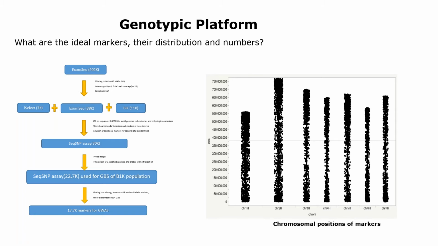Further, the company LDC designed the probes, and for the markers we got, after filtering out further for missing, monomorphic and multi-allelic markers, and also removing by minor allele frequency, we reached around 13.7K markers for GWAS, and this is what we used for this analysis.